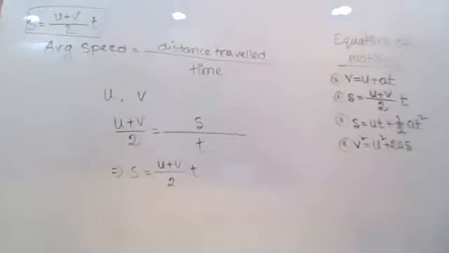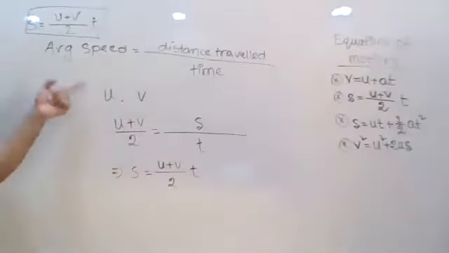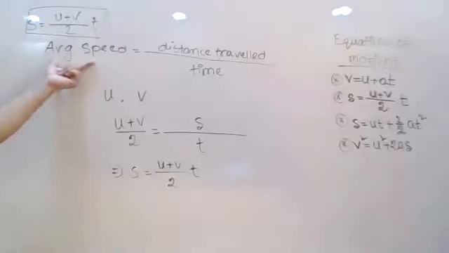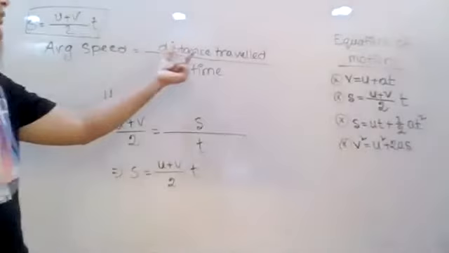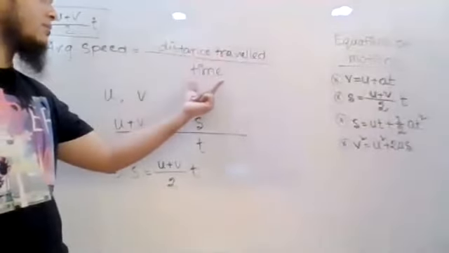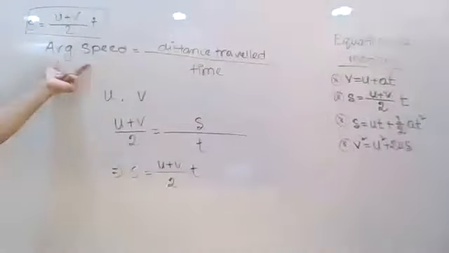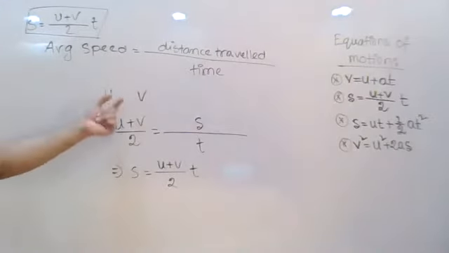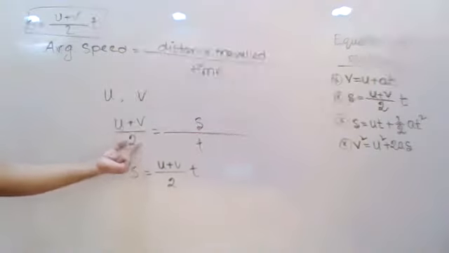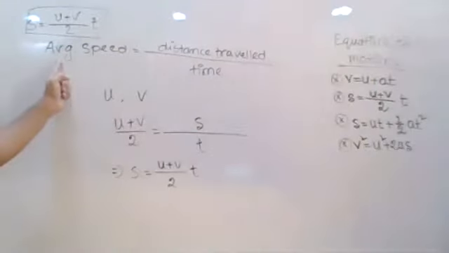Sorry? Sir, can you explain again? Yeah, no problem. We know that from the definition of average velocity, average speed or average velocity, whatever you say, it is equal to distance traveled divided by time. Now this can be written in another way: initial velocity plus final velocity, we take the summation of it and divide it by 2. That also gives us the average, right?